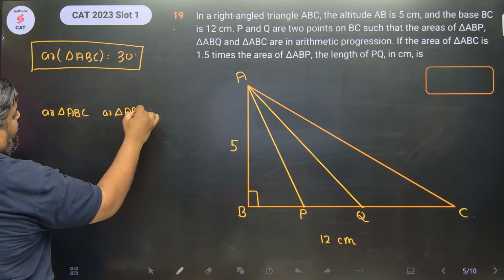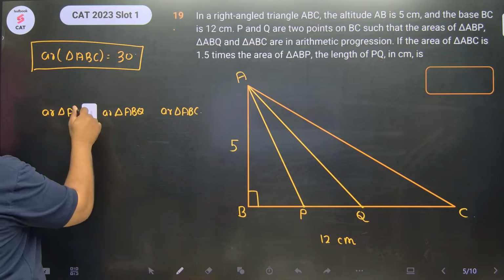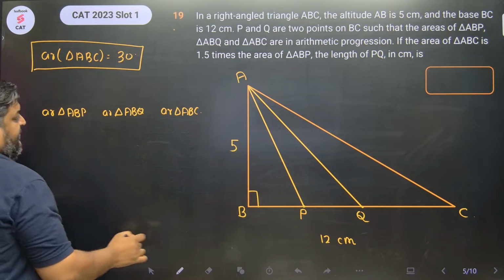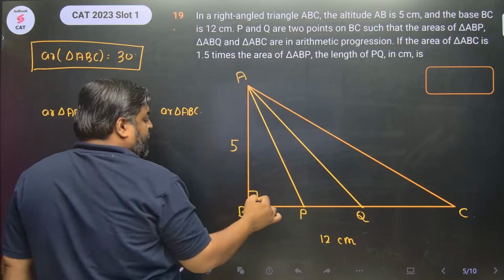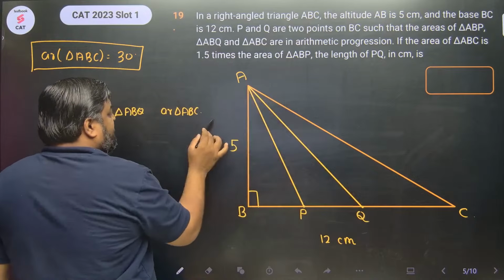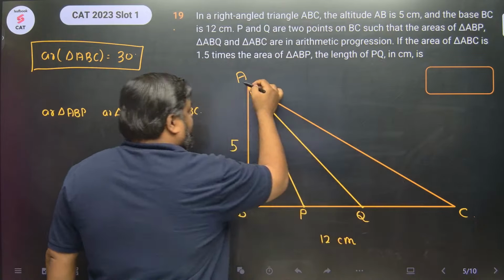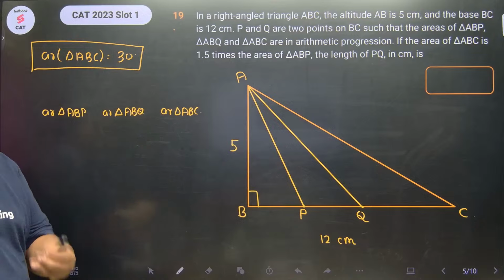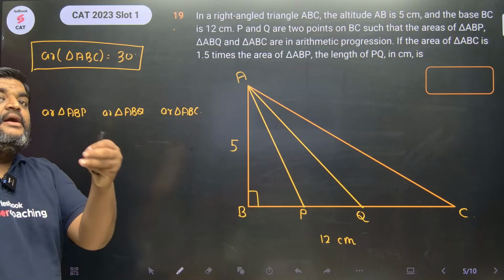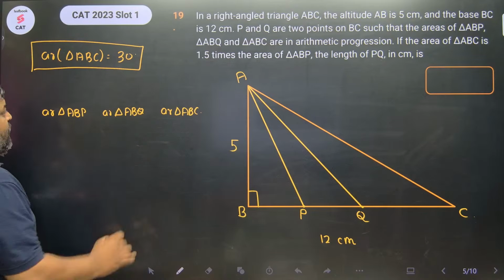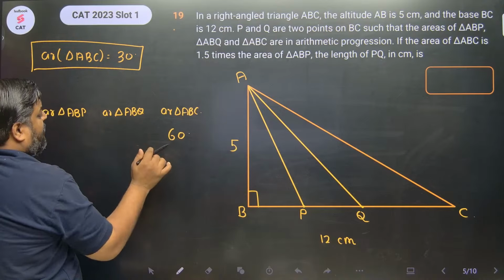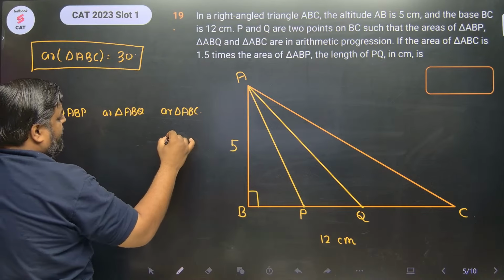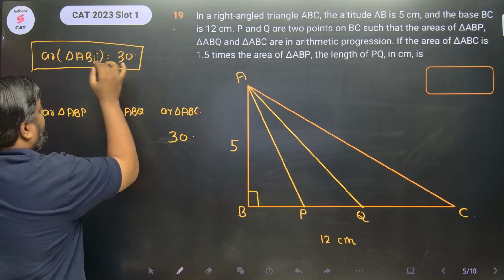Visualize. ABP, this is ABP. What is ABP? ABP is this small triangle. What is ABQ? ABQ is this triangle. What is ABC? ABC is this larger triangle. These three are in arithmetic progression. I know that the area of triangle ABC is 60. Sorry, not 60, 30. We have calculated it to be 30.